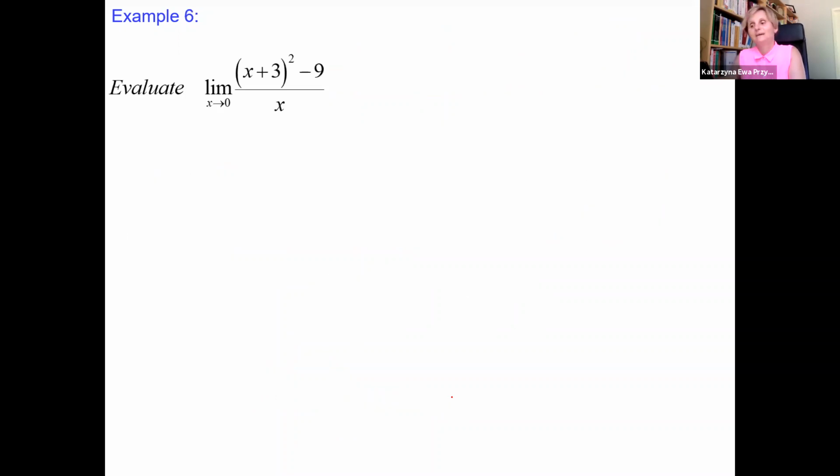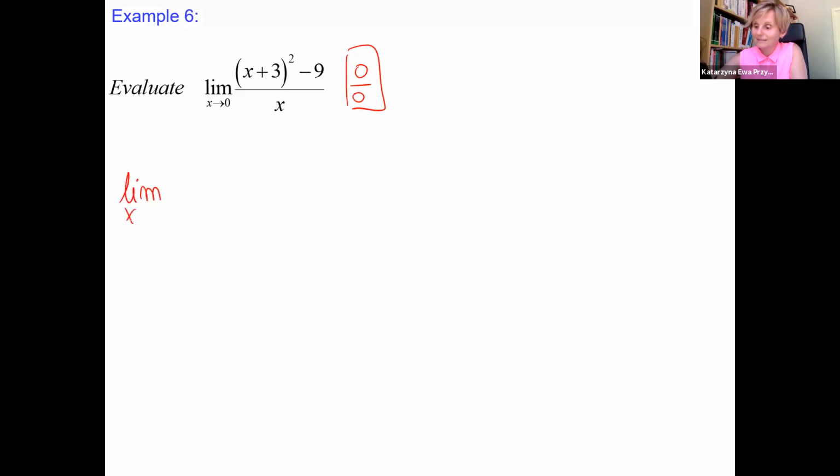Okay. Evaluate the limit at 0 of (x plus 3) squared minus 9 over x. Of course, 0 in the denominator, and 0 plus 3, 3 squared, 9, 9 minus 9, 0. Okay, the same thing. Let's find this common factor. And actually, in this case, the common factor is just x. We have to figure out how to cancel out the x from the denominator.